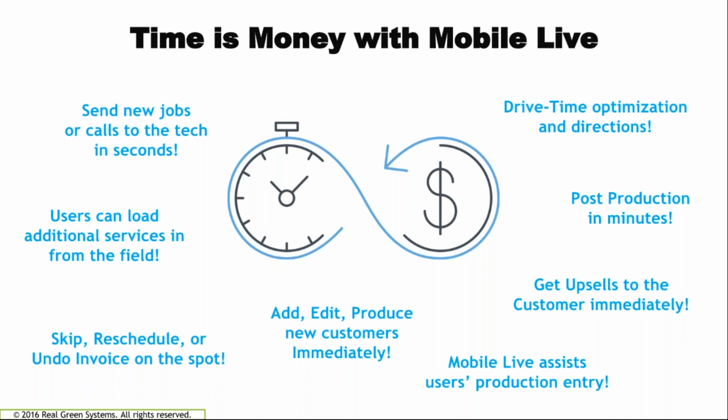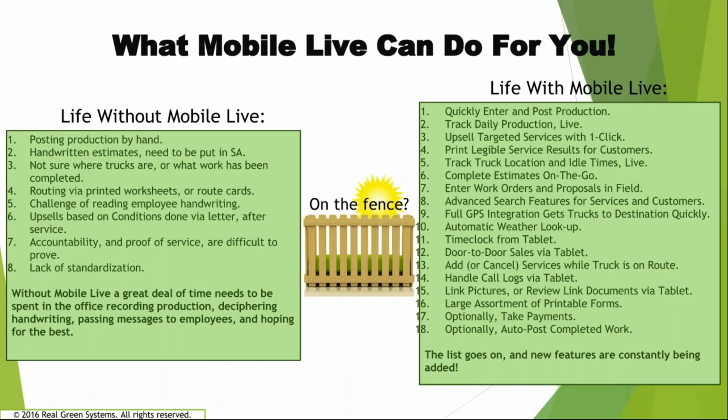You can optimize the drive, post production in moments. We can also automatically post the production straight from the tablet, so the information will go right back into Service Assistant and then get uploaded the next time a sync runs for CAW or the automated marketing emails. You get upsells to the customer immediately, and Mobile Live assists in the user's production entry. What Mobile Live can do for you.